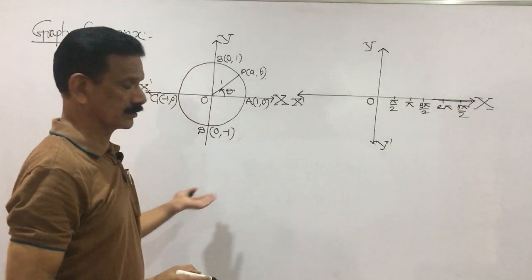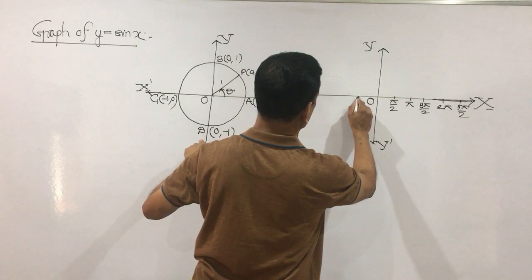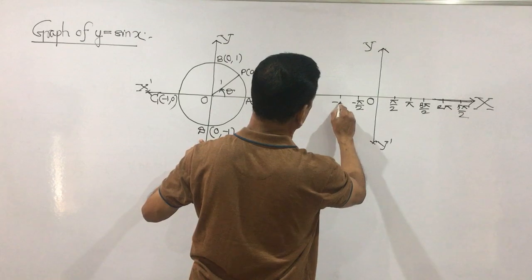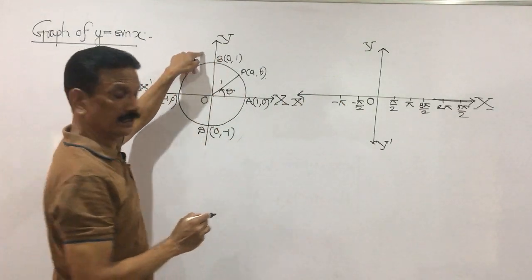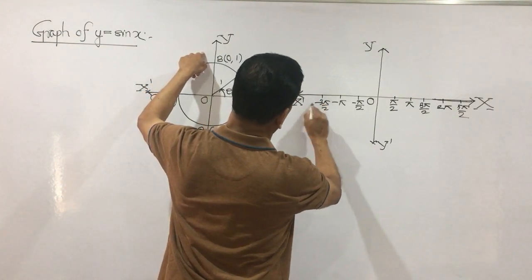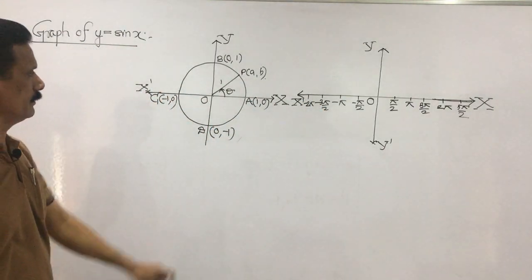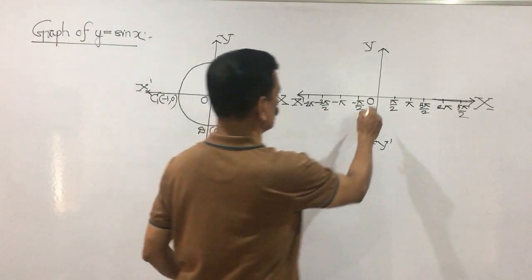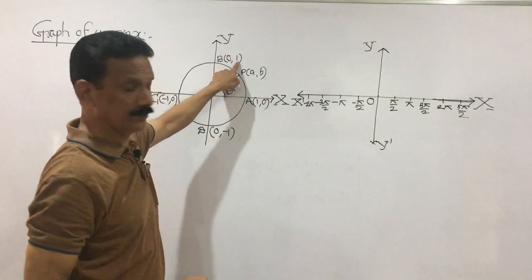In the same way, when we rotate in the clockwise direction, here the angle is minus pi by 2. Next is minus pi. When it comes here, what is the angle? Minus 3 pi by 2. And after that, my dear friends, it is minus 2 pi. Like that it is continued. See, my dear friends, when it is 0, sine 0 is 0, so we put the point here. When it comes here, pi by 2, what is the value?